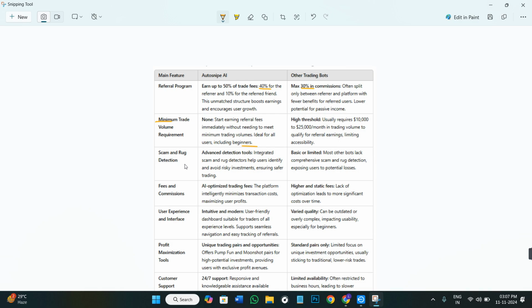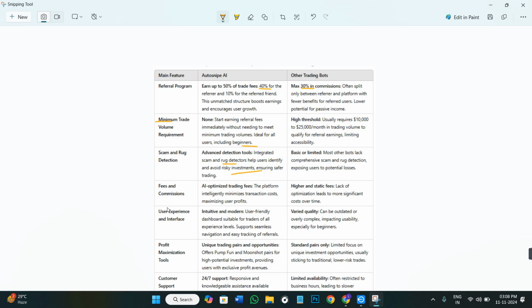Third point is scam and rug detection. So in Autosnipe AI, you will get an integrated scam and rug detector tool that can help you identify and avoid risky investments, ensuring safer trading. Whereas in the other bots, you won't be able to find this type of feature or functionality yet.